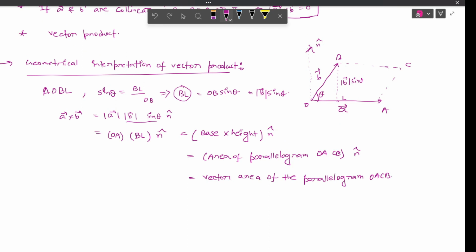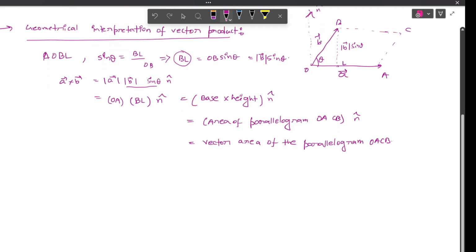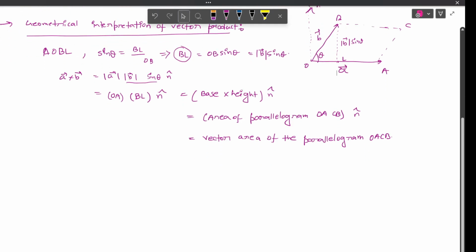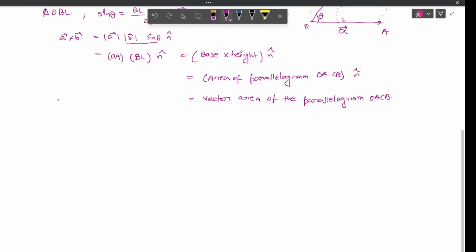It is known as a right-handed system because if you move a screw from A to B, it will proceed in the direction of vector n cap. Now, you can say the area of parallelogram OACB is mod of A cross B.